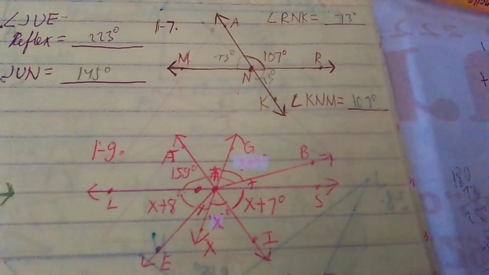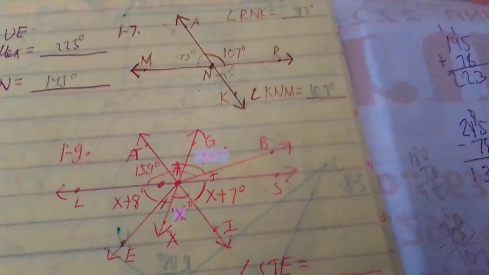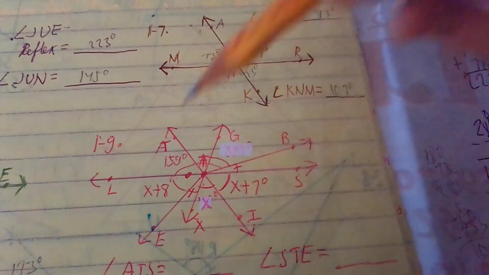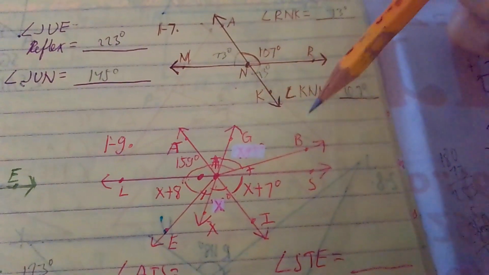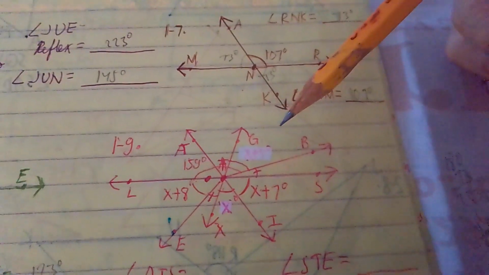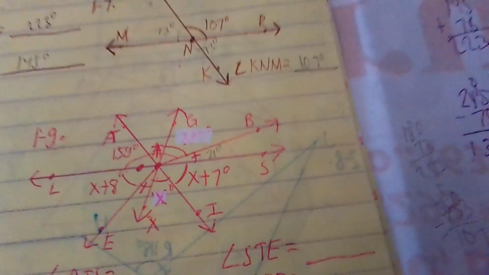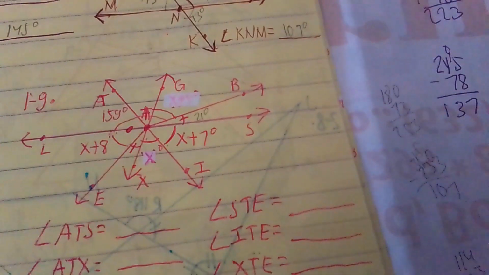How do you know it's 21 degrees? Because 180 minus 159, right? Because straight angle minus the measure of the four angles, which is a sum of 159. So we should get 21 degrees here. Tama? So that's how we do it. Nag 21 degrees tayo dito.